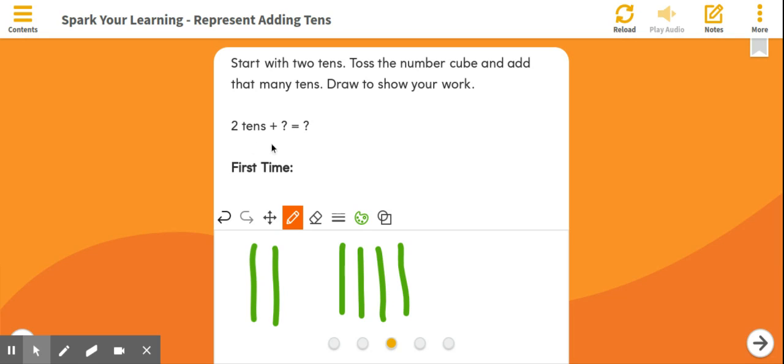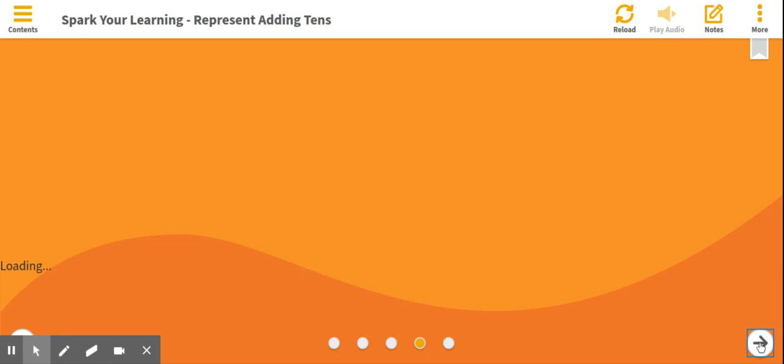So if I had 2 tens plus 4 more tens, how many tens is that? Well, first of all, it's 6 tens, and that's what they're asking you in the problem. 2 tens plus 4 tens is 6 tens. Now, it's not 6, but it's 6 tens, and that's what they're asking you for. They're not asking you for the total. Let's try that one more time.